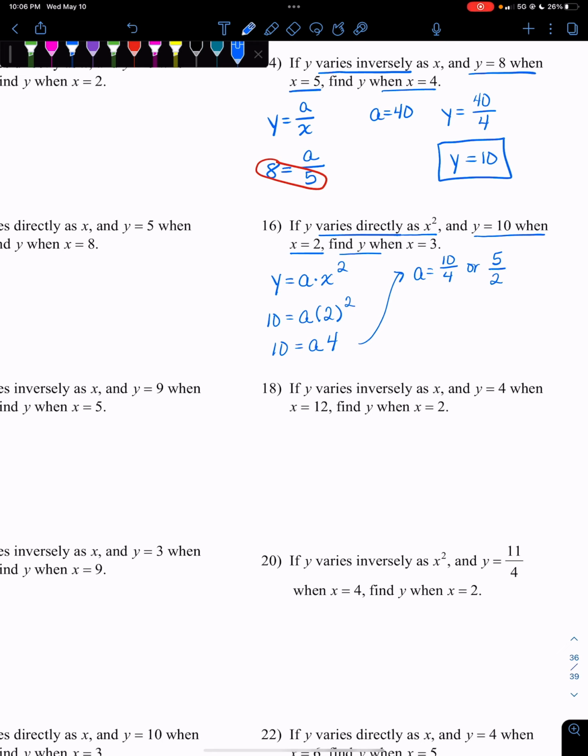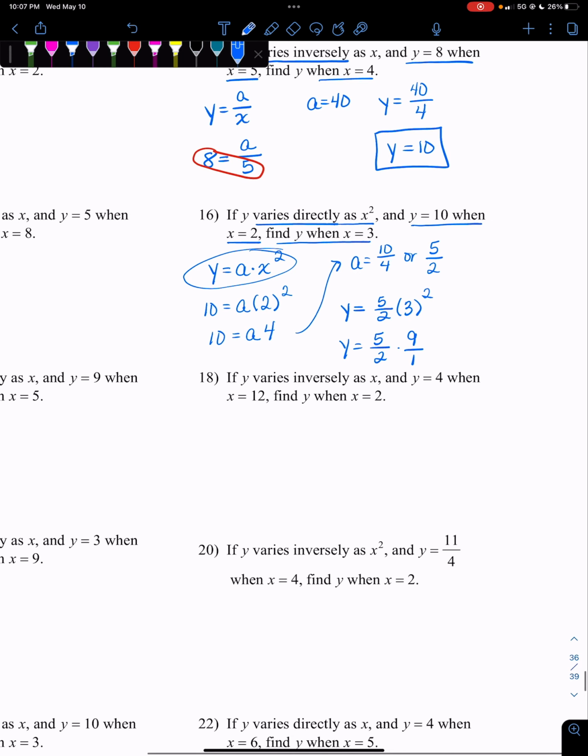Right, now find y when x is 3. So looking at this again, y is equal to 5/2 times 3 squared. Y is equal to 5/2 times 9 over 1. So that gives us y is equal to 45 over 2.